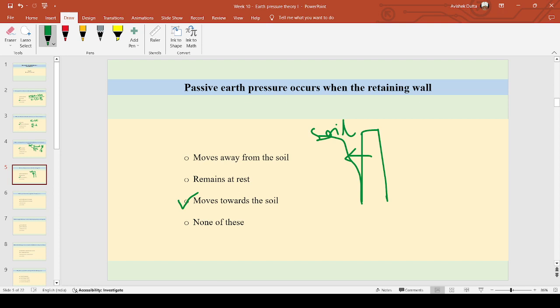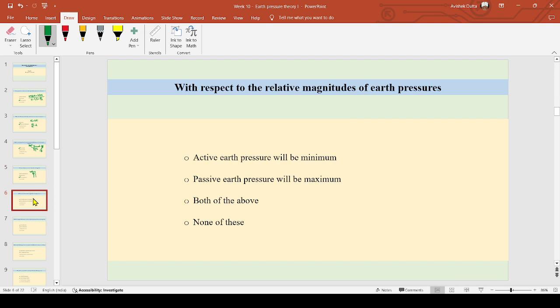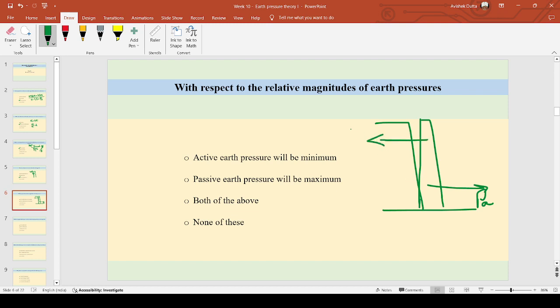Next question. With respect to the relative magnitudes of earth pressures, what is the answer over here? Both of the above, yes, because when there is a backfill and a retaining wall, when the wall is moving away from the soil, the soil will have very little earth pressure. When it is moving towards the backfill, it is called passive earth pressure.